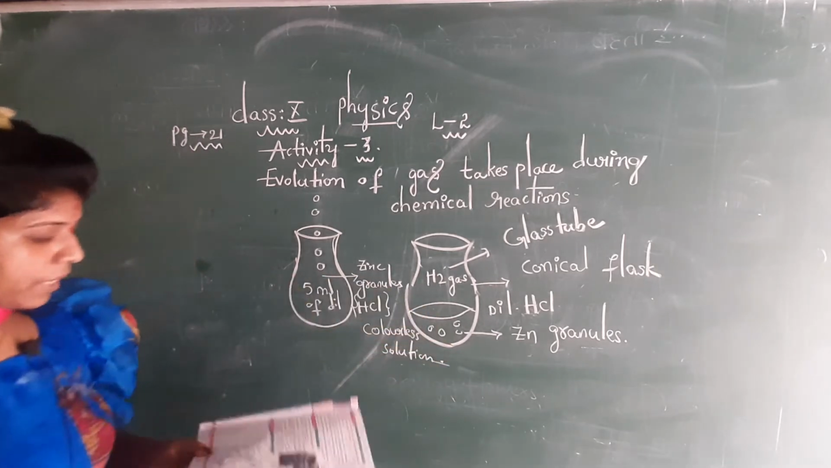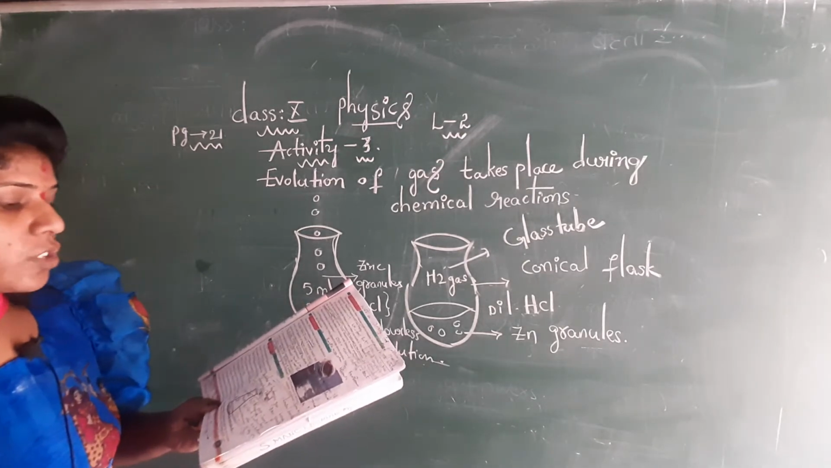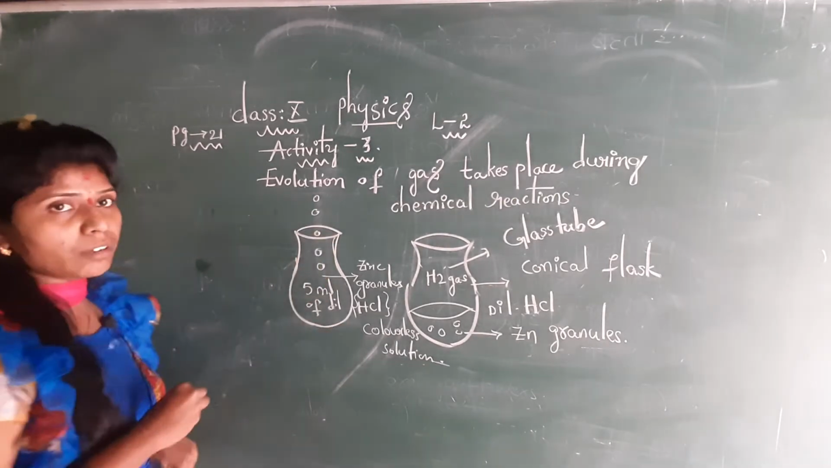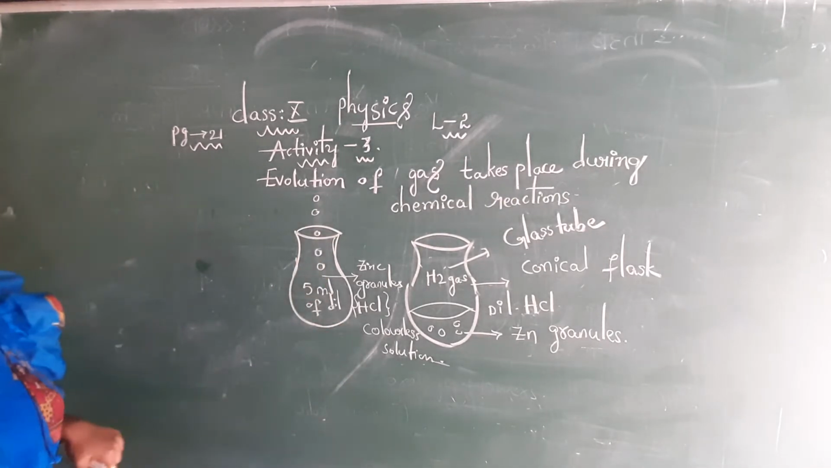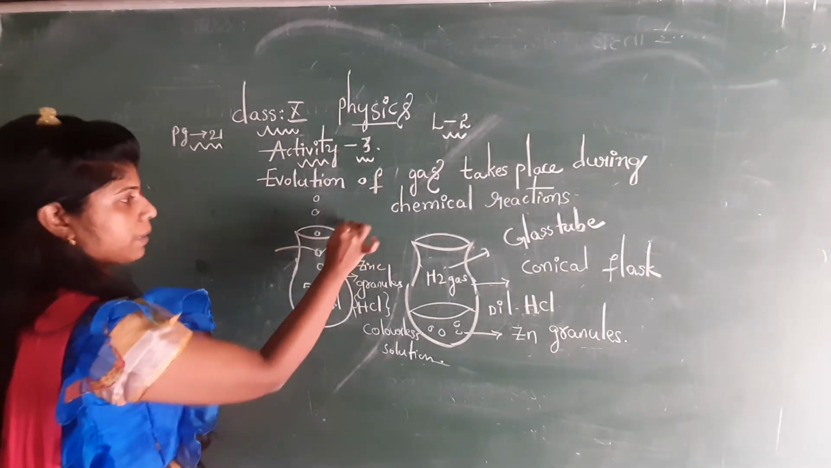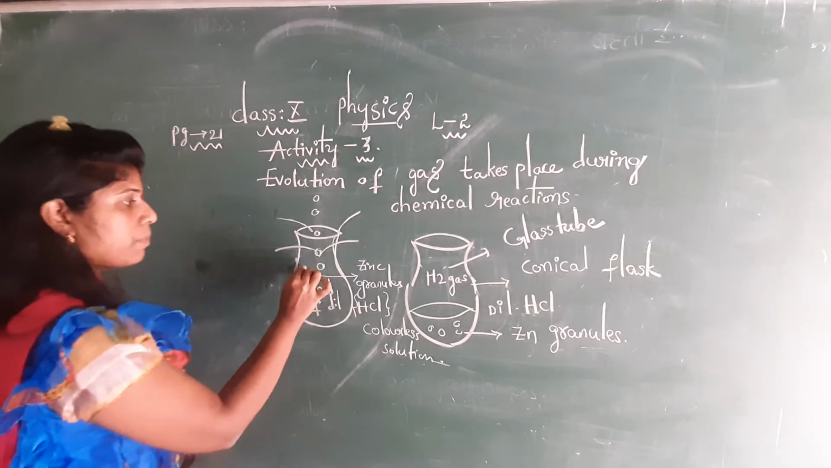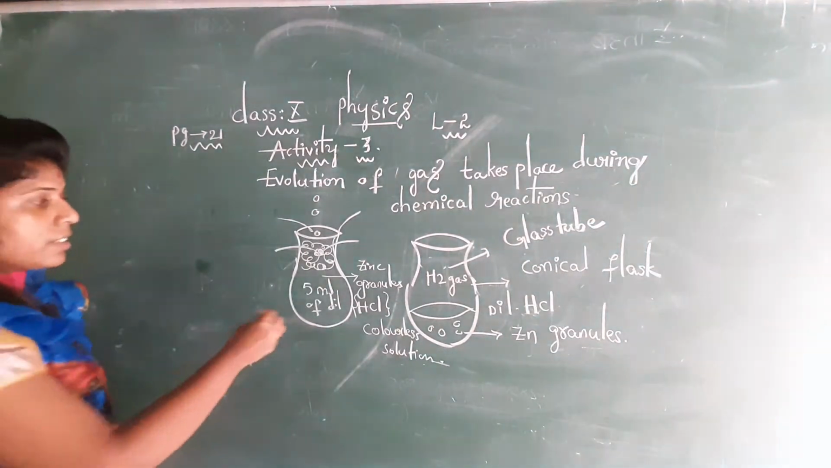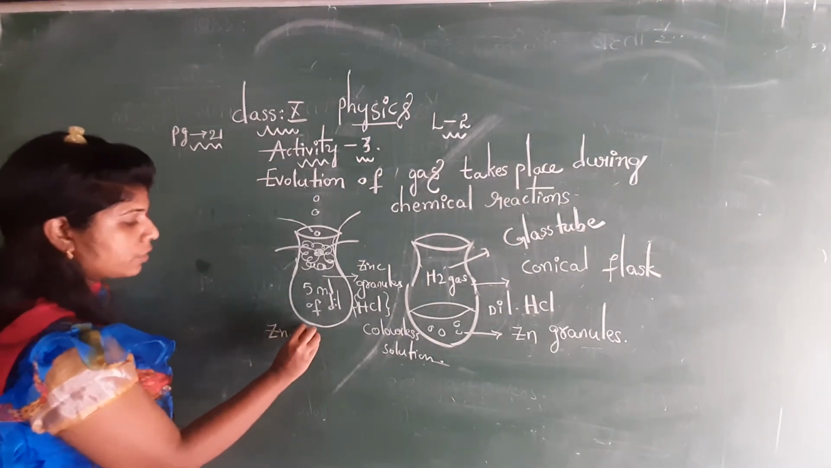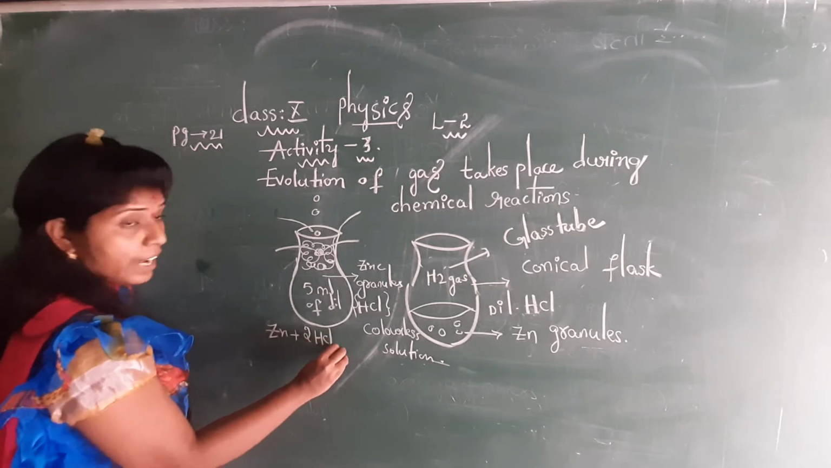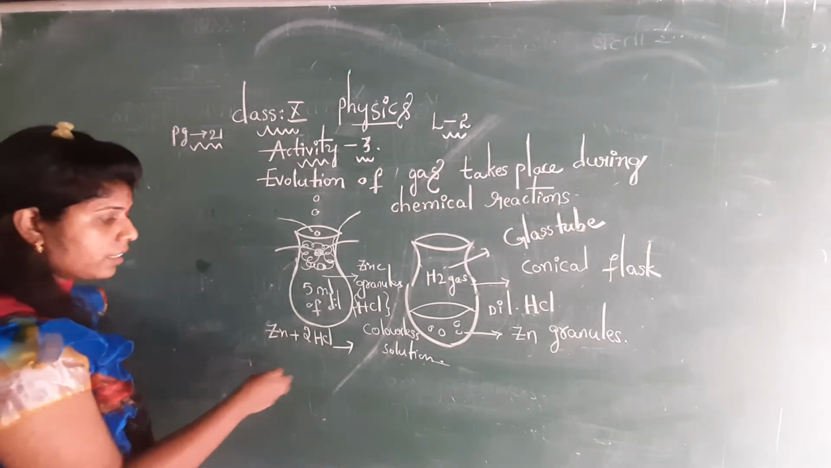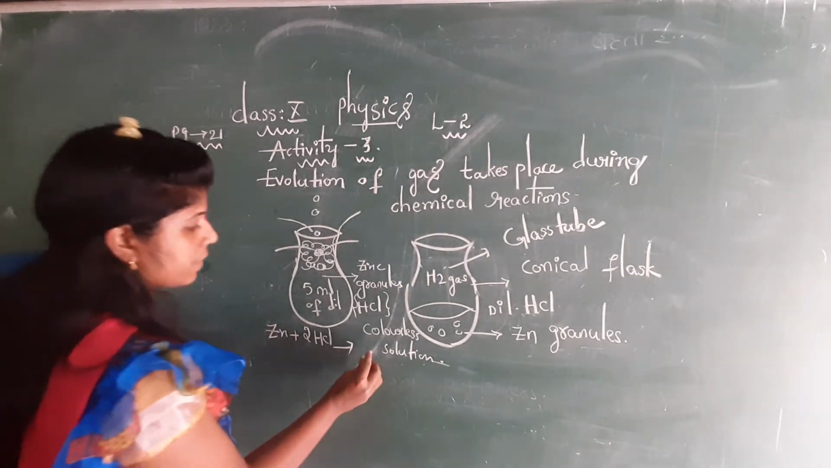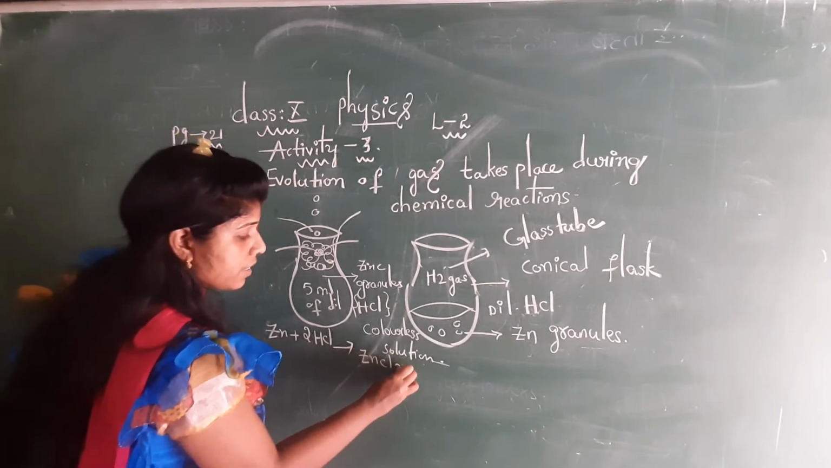Then observe the changes in the conical flask. Whenever we introduce this hydrochloric acid into the conical flask, what are we going to observe? We can see bubbles on the surface because zinc is going to react with 2 molecules of hydrochloric acid. Finally, we get a new product, that is zinc chloride.